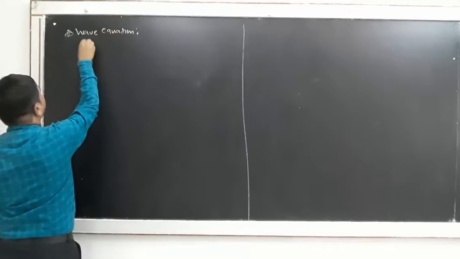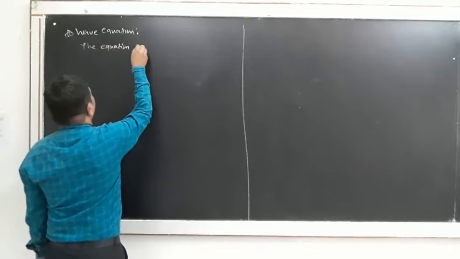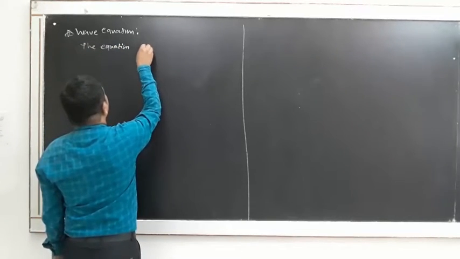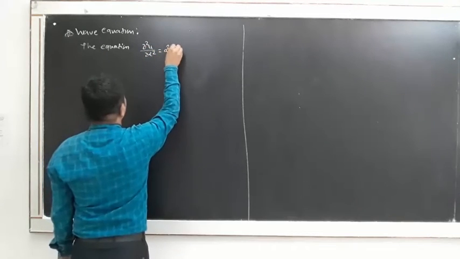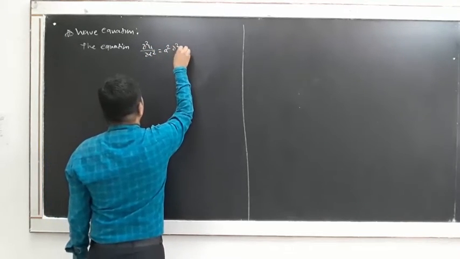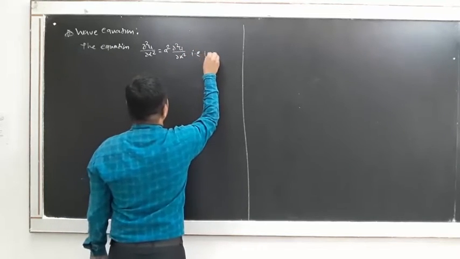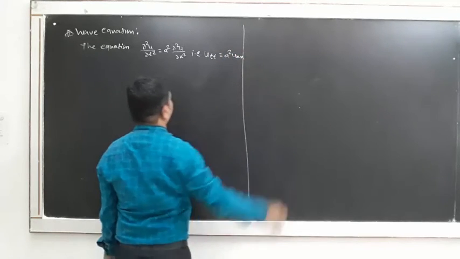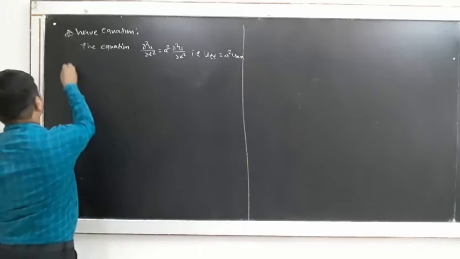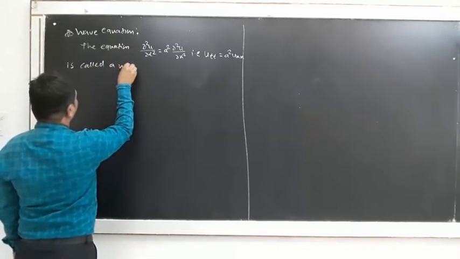So the equation, what can we write? ∂²u/∂t² is equal to a² ∂²u/∂x². That is what we can write: u_tt is equal to a² u_xx is called a wave equation.